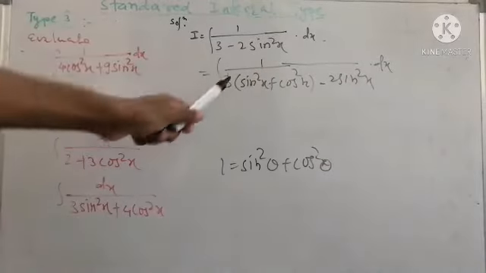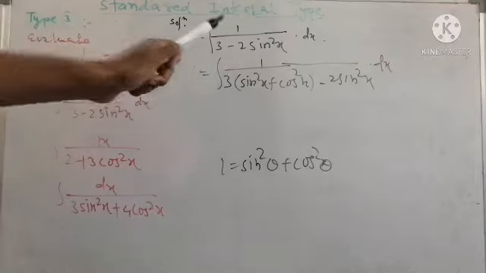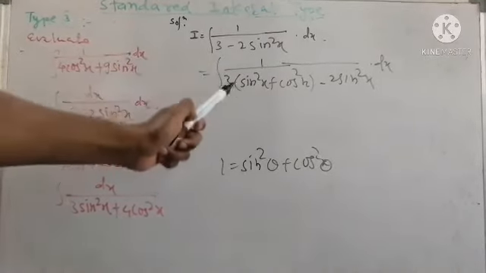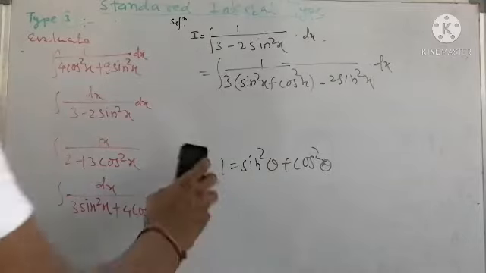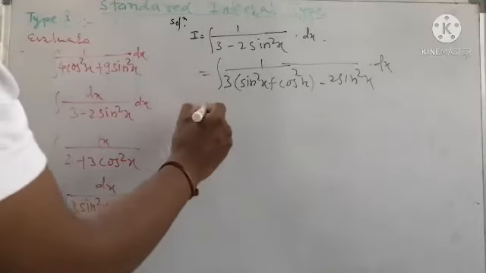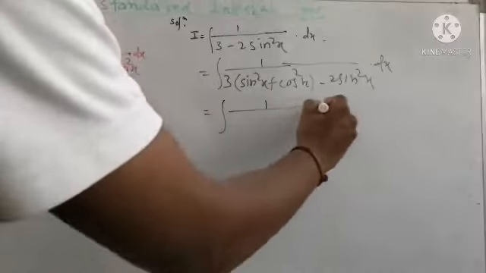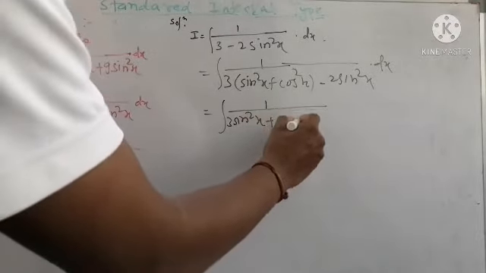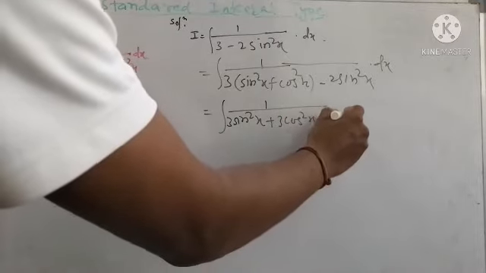So understand the steps. Actually the constant 3 is given, so we take 3 into sin square x plus cos square x. Now simplifying this bracket multiplication, we get the integration of 1 upon 3 sin square x plus 3 cos square x minus 2 sin square x.